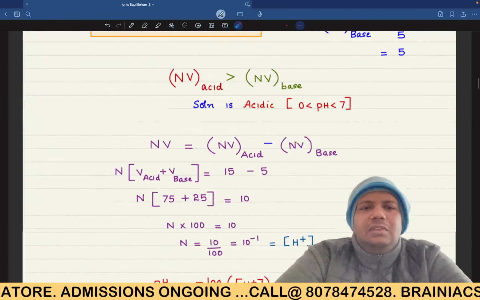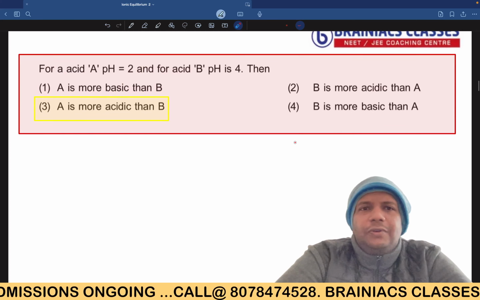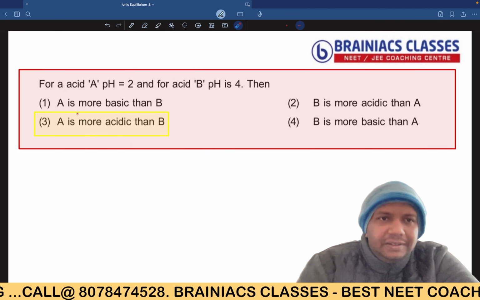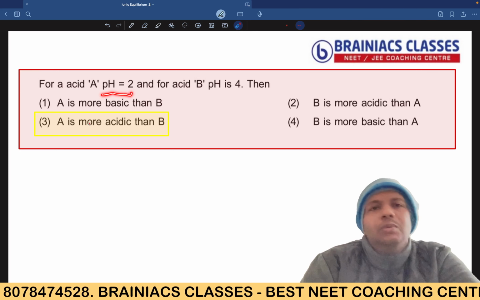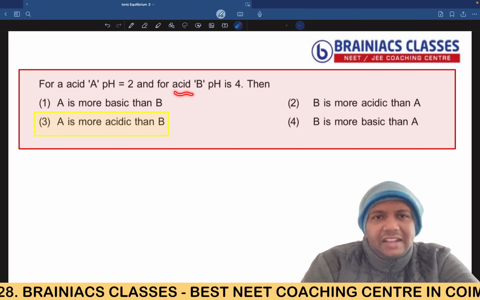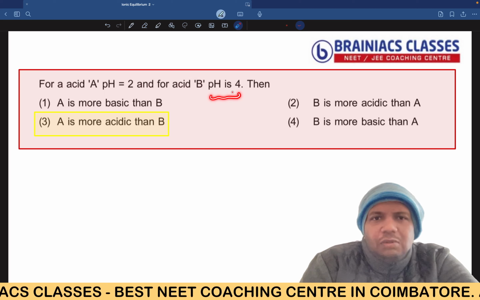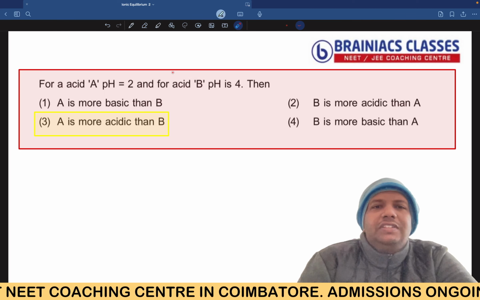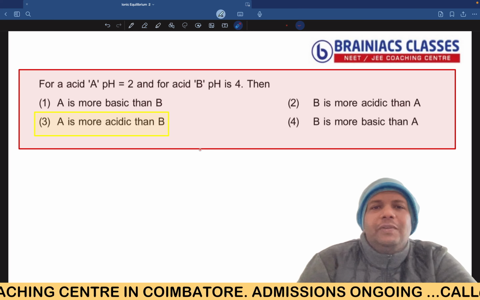Students, listen. We have very beautiful questions waiting for you. The next question is, they are given an acid A with a pH value equal to 2, and another acid B with a pH value equal to 4. Then they are asking a very simple question: which is more acidic? You don't even need to work this out.